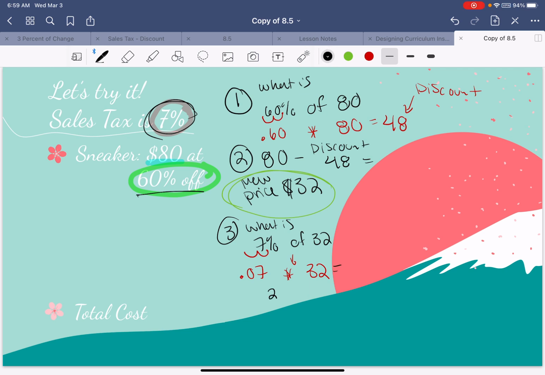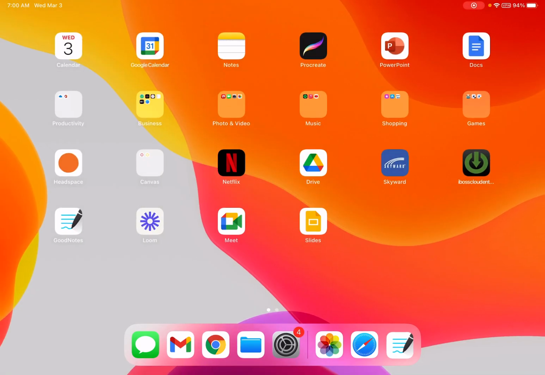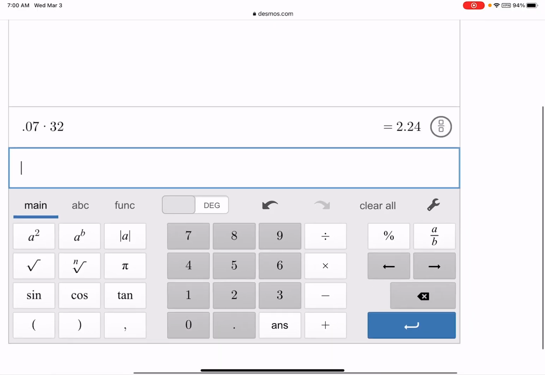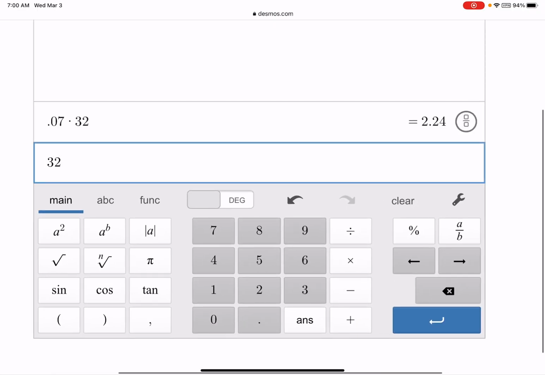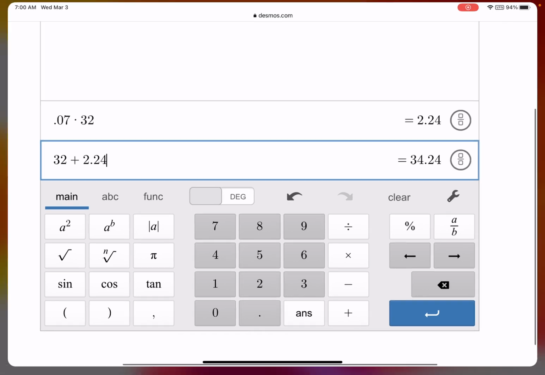So this equals 2.24. This right here is the tax dollars, okay? So our last step is to take our new price, how much we're actually paying, and add the tax dollars to find out our actual total price. So our new price was 32, plus our tax dollars was 2.24. So we're going to come down here, and we're going to do our new price of 32 plus our tax dollars of 2.24, and we get 34.24.